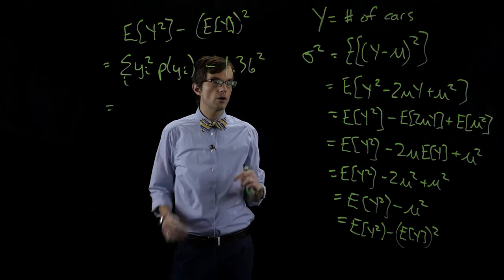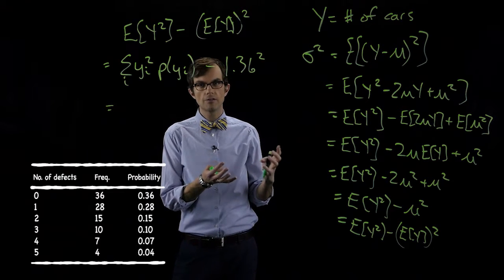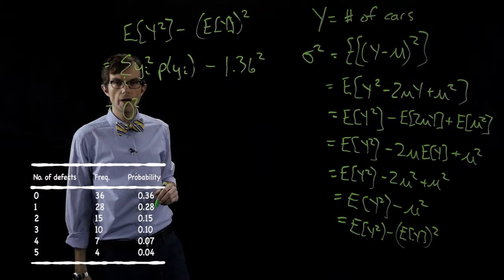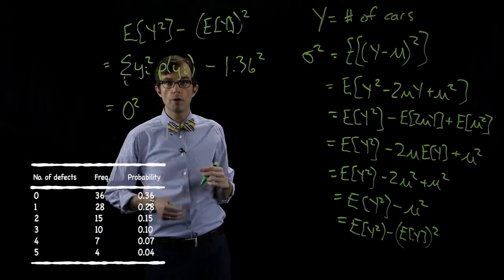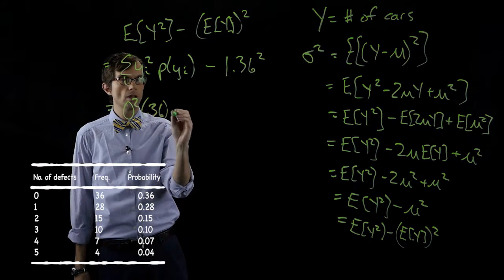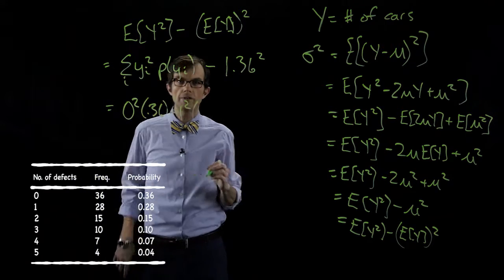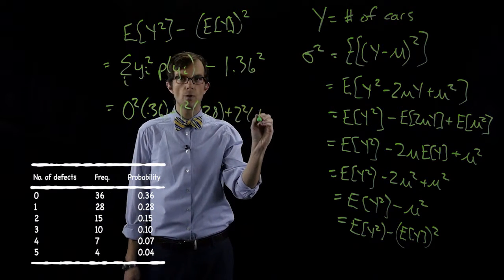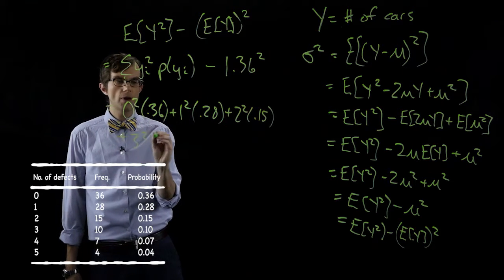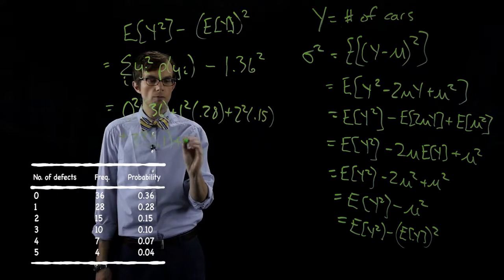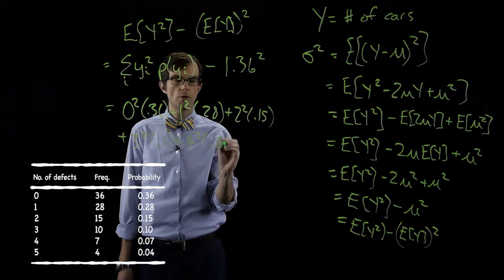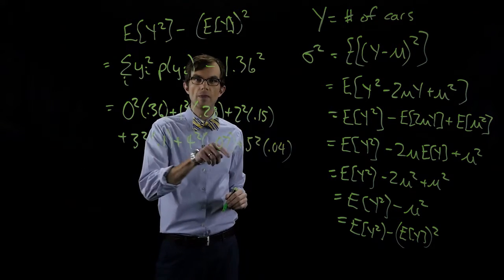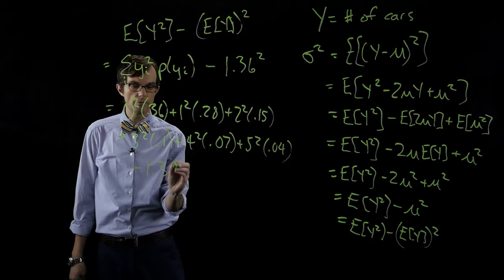So now we just have to implement this calculation, okay? There was a range of realizations of the number of cars at the intersection, and it ranged from 0 to 5. Okay, so we're going to say 0 squared times the probability that 0 occurred, that was 0.36, plus 1 squared times the probability that 1 occurred, that was 0.28, plus 2 squared times 0.15, plus 3 squared times 0.1, plus 4 squared times 0.07, plus 5 squared times 0.04. And from that, we're going to subtract off 1.36 squared.